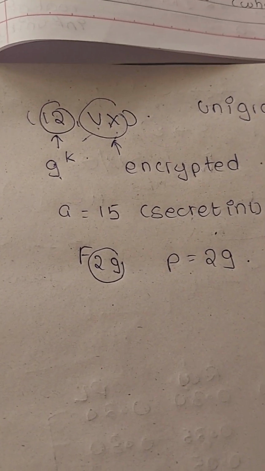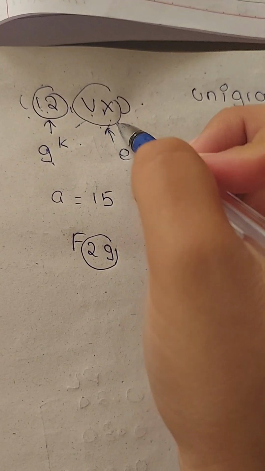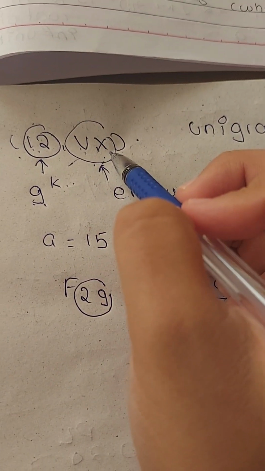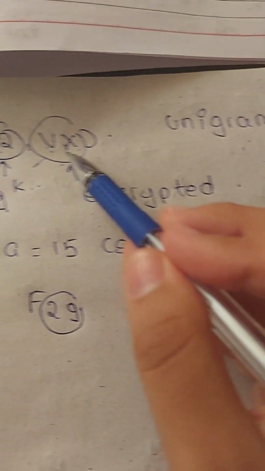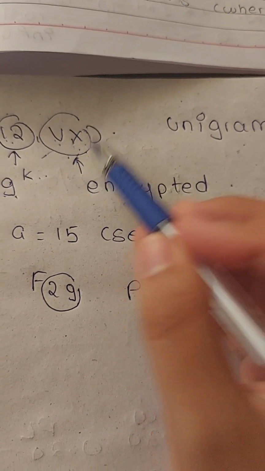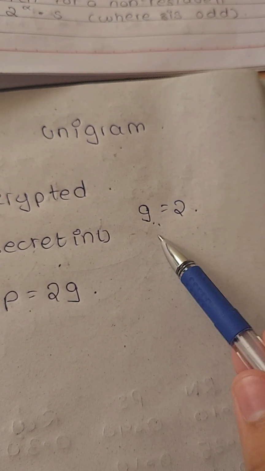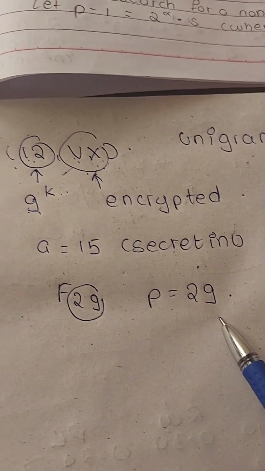Let's go through the question again. We are given an encrypted pair 12, VX, where 12 is g to the power k. It's just a notation. VX is the encrypted message and it's unigramly encrypted. So V is encrypted separately, X is encrypted separately. We are given a equal to 15, which is a secret integer, generator g equal to 2, and a finite field of prime number 29. So our p is equal to 29.